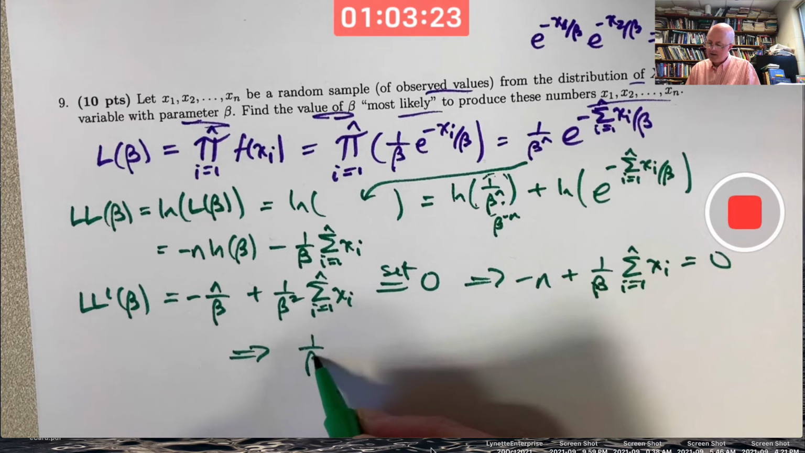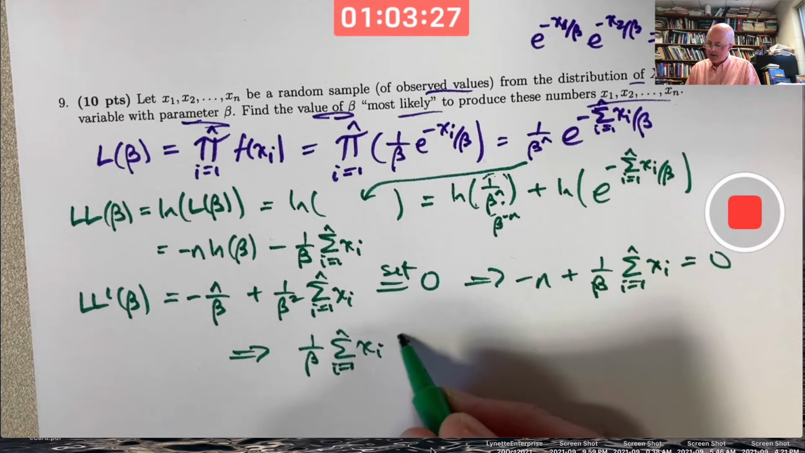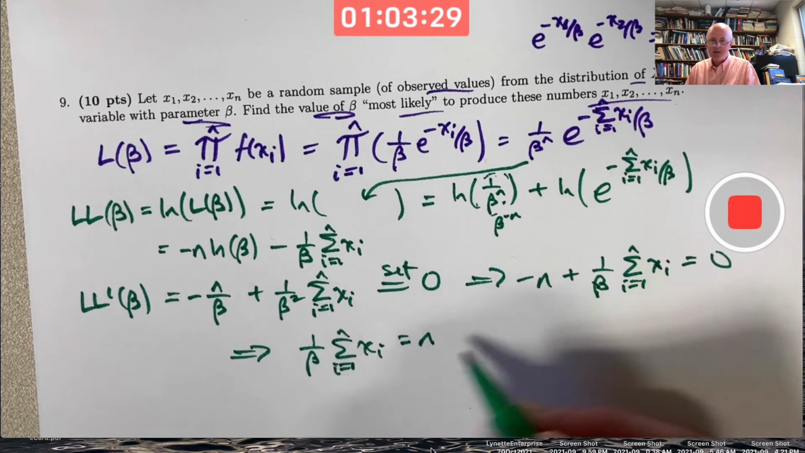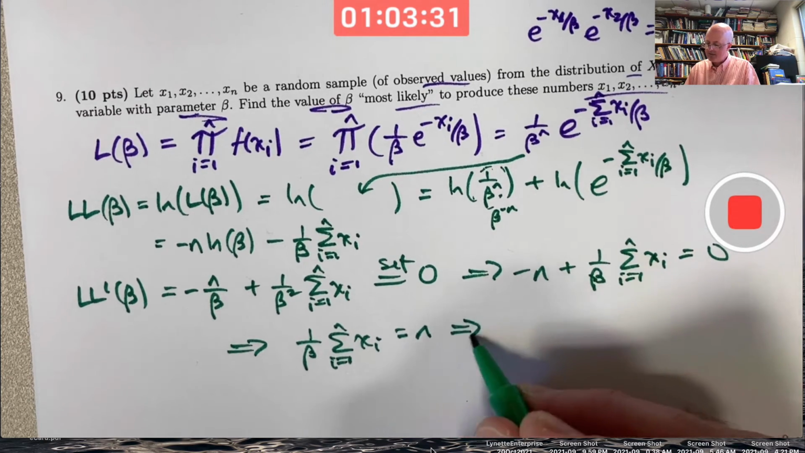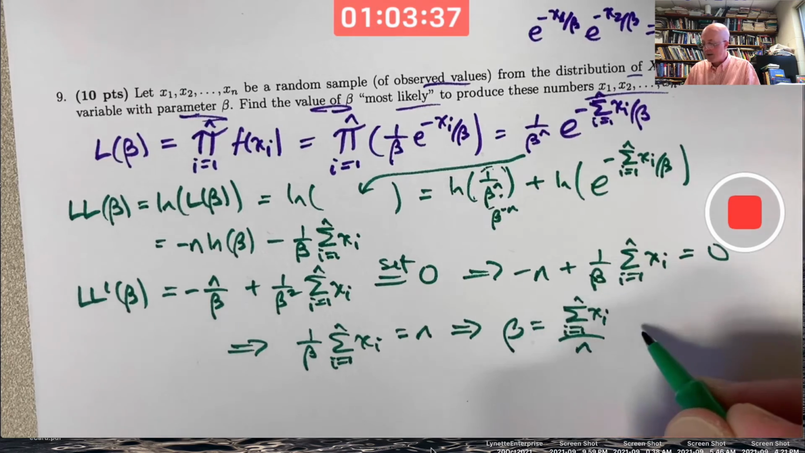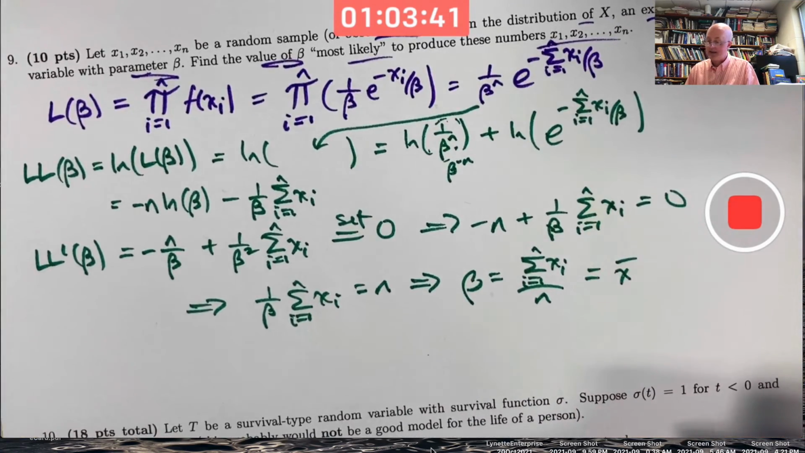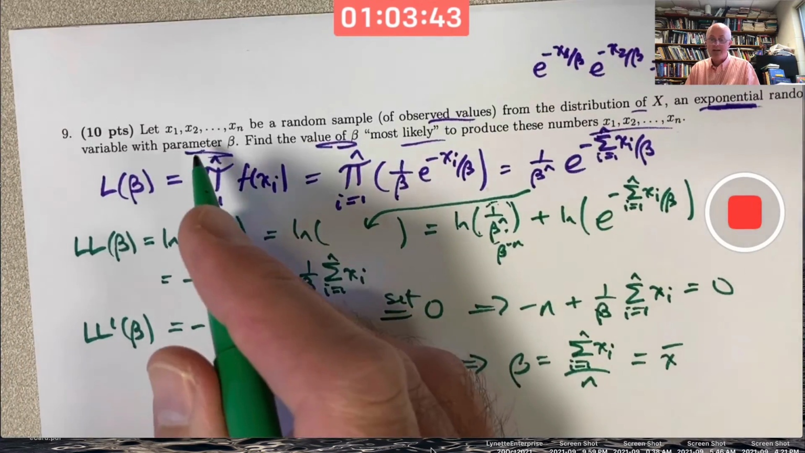Rearrange again. 1 over beta times the sum of the xi's equals n. Divide both sides by n and multiply both sides by beta. And that means beta is the sum of the xi's divided by n. And those are lowercase xi's, so this is a lowercase mean, x bar. It is a mean of observed data. This is data.